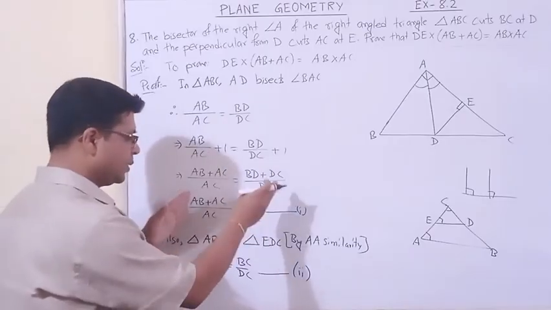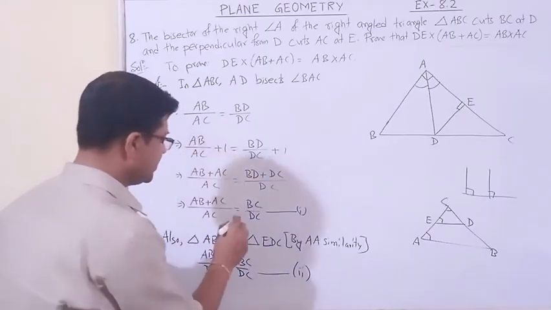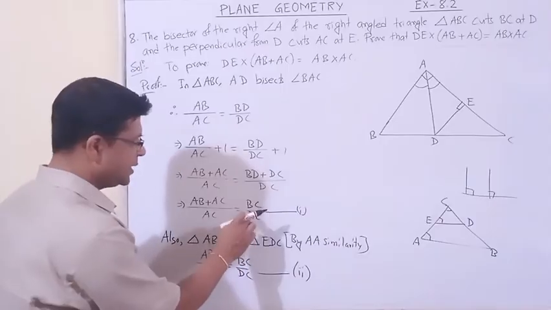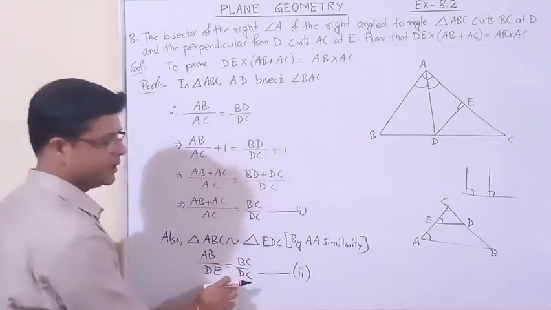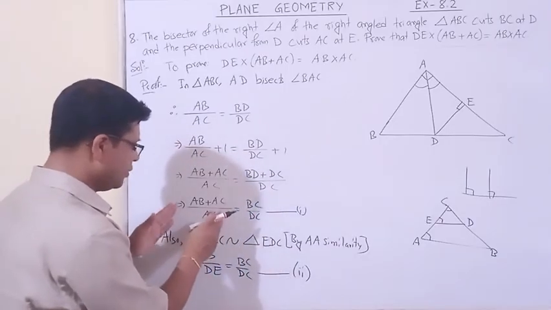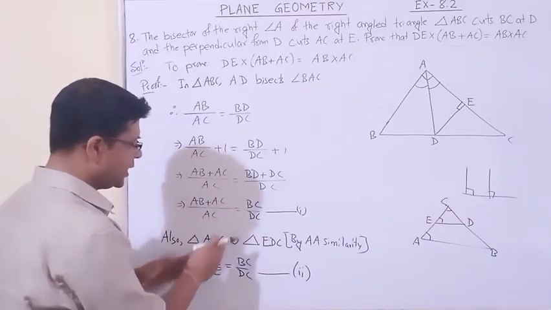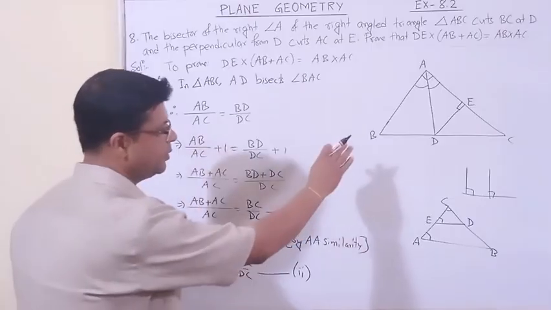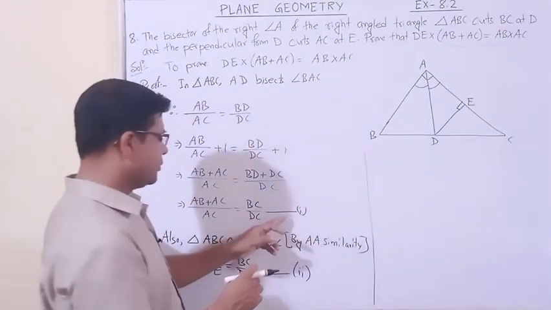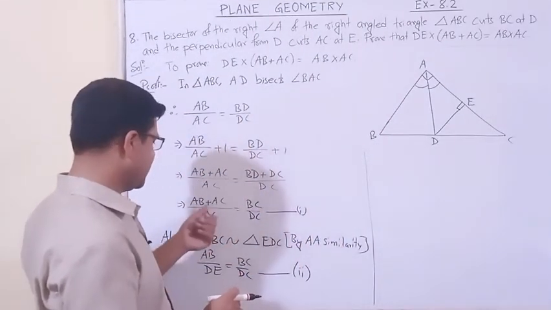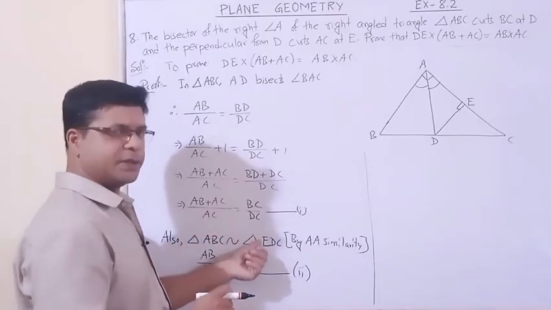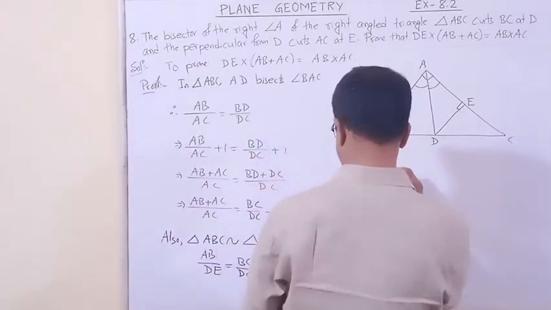We have obtained equation 1 and equation 2. Now you see, dear student, here it is BC by DC, here also BC by DC. So they are equal. What we will do next? We shall write them equal, because this part and this part are equal to BC by DC. For that we have to drop this part. Then from equation 1 and 2 we shall write that they are equal, because each is equal to BC by DC.